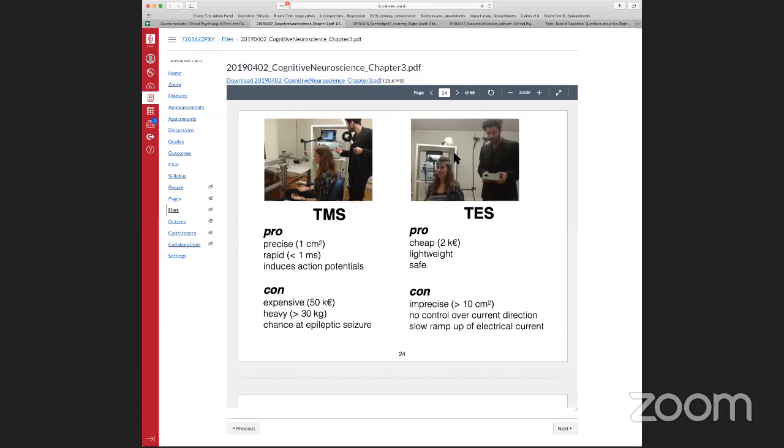Can you combine TES with fMRI? Yes, you can. But typically it's quite challenging to do this. So you need lots of time. And actually the magnetic field of fMRI also generates currents in the wires of the electrical stimulation device. So you have to insulate it very carefully. So it's difficult, but it is possible.